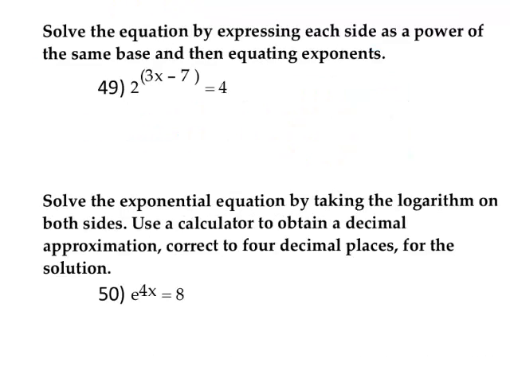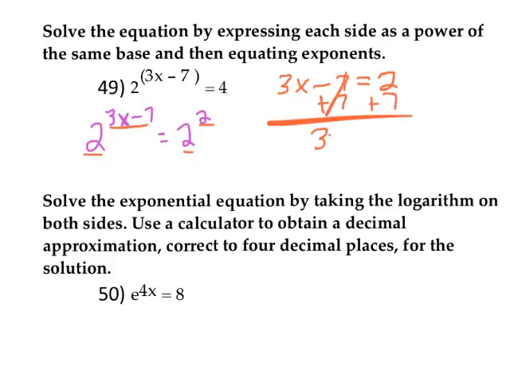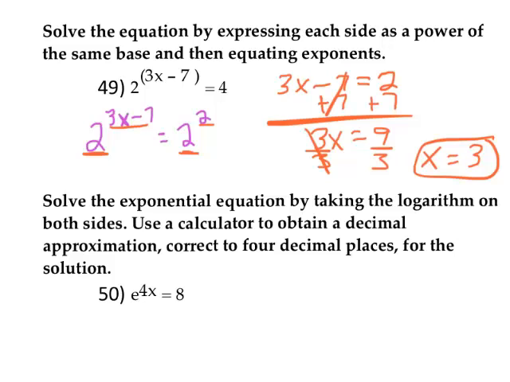Solve the equation by expressing each side as a power of the same base and then equating exponents. Wow, it's like they told us exactly what to do. So I'm going to leave this as 2 to the 3x minus 7. I'm going to change this 4 because hopefully we all know that 4 is 2 squared. Now that these numbers here are the same, we can set the exponents equal to each other and solve to find x. So to do that, we would add 7 to both sides, divide by 3, and we get x equals 3. You have to start off though by changing one or both of those so that they have the same base.